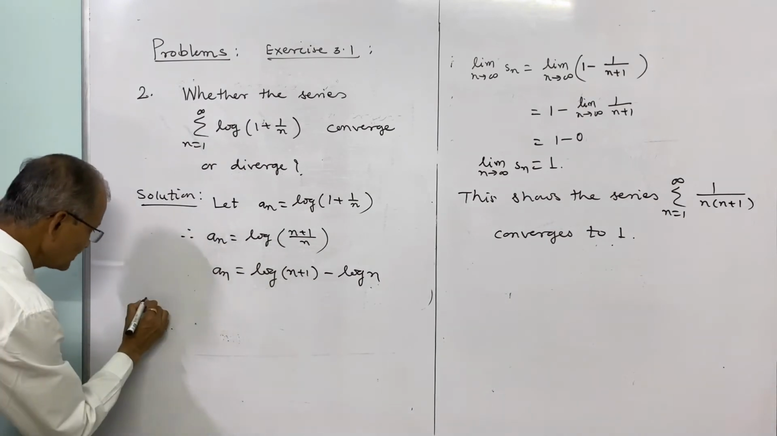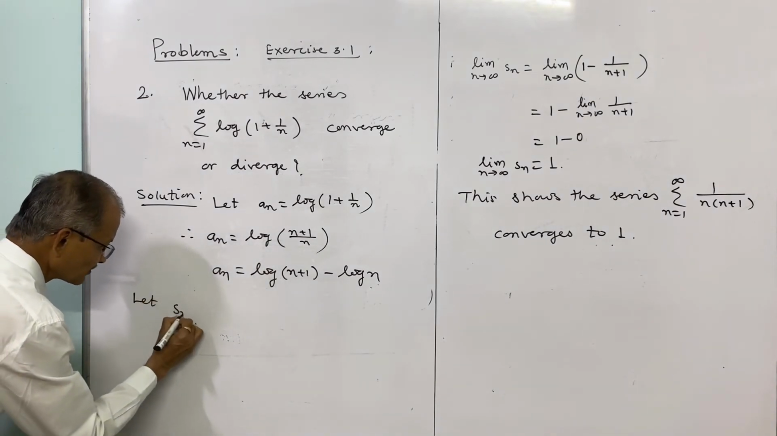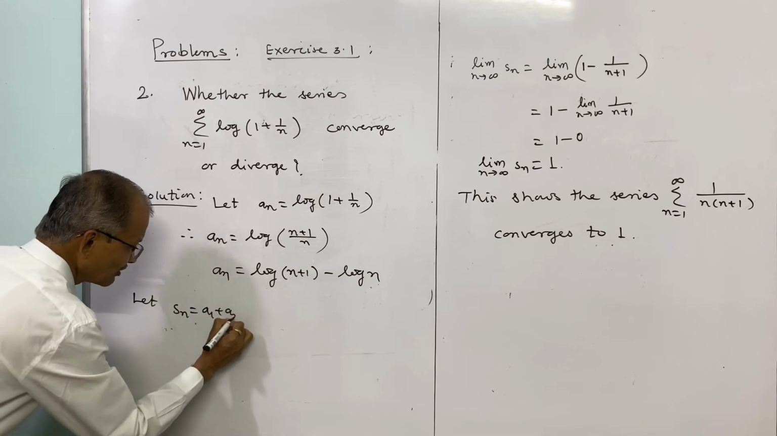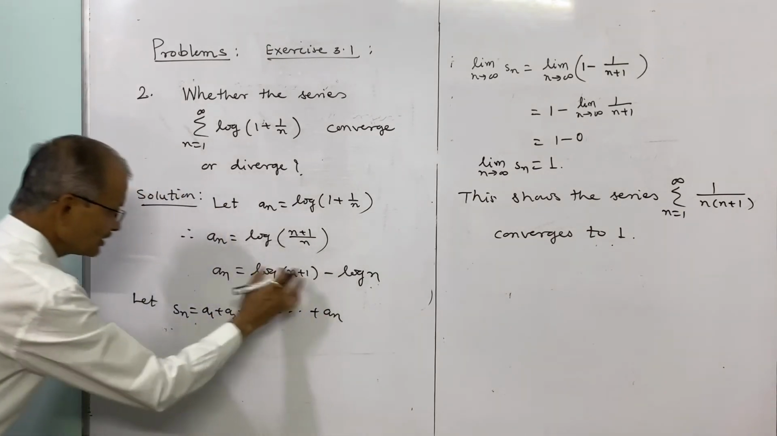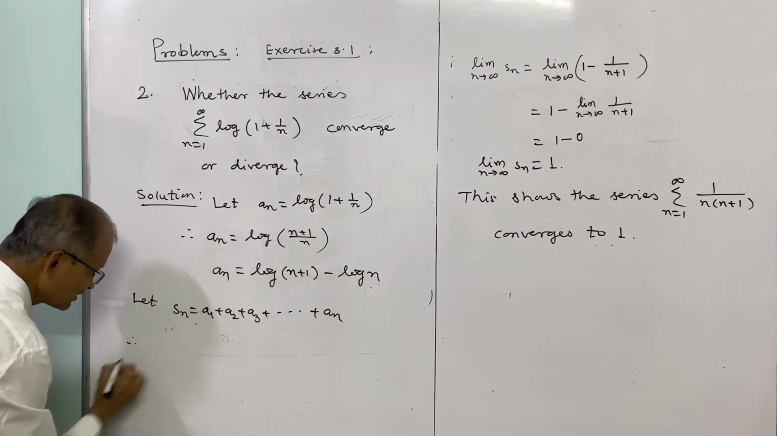And now we write Sn. So what is the Sn? The sum of the first n terms. Let Sn be a1 plus a2 plus a3 and so on up to an, and use this expression. So therefore what will be Sn here?